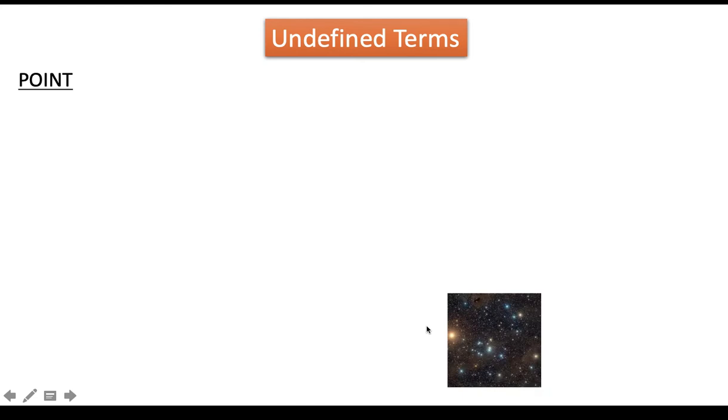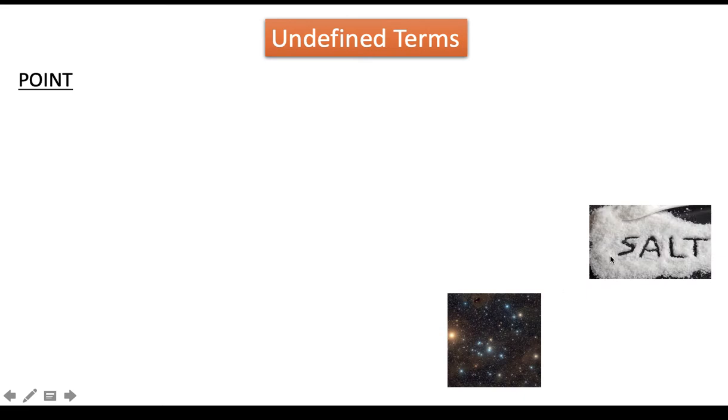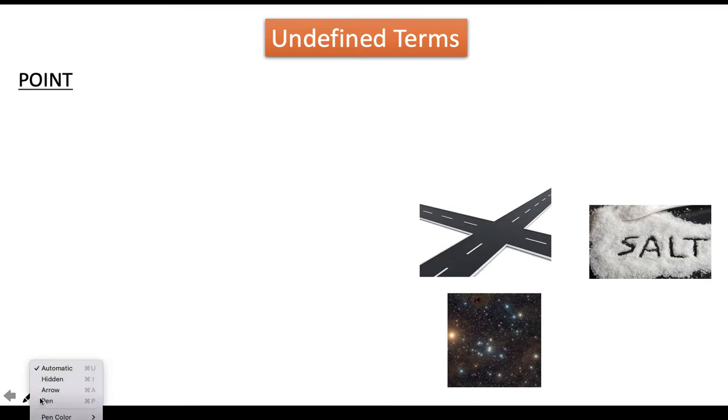Undefined terms in geometry. One is a point. This can be seen in the stars at night. So each of these stars represents a point. A grain of salt suggests a point. The meeting point of two roads, so their intersection, represents a point.